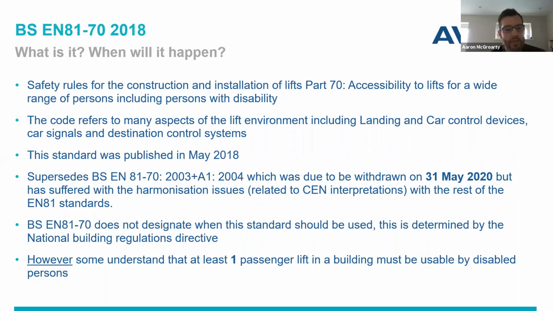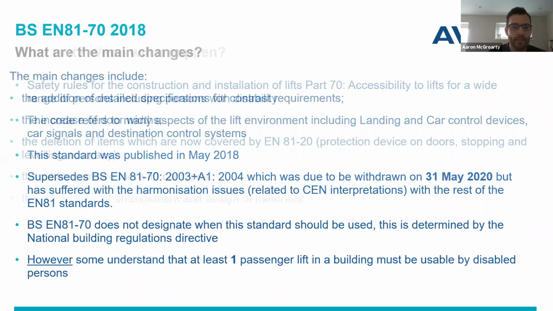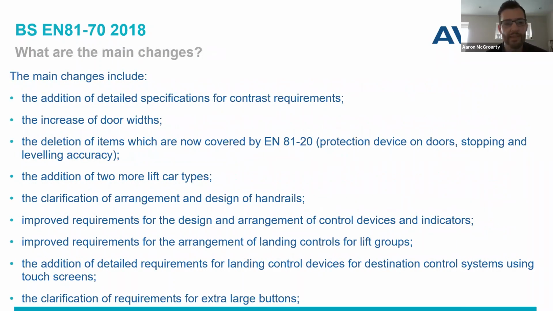Another thing that should probably be noted is that EN81-70 doesn't designate who the standard should be used by. This is determined by the National Building Regulations Directive, but it should often be used as a reference for accessibility. It's understood by many that you should have at least one passenger lift within the building, although some might see that as being discriminatory in its own right. You should enable almost every passenger to be able to access any lift, but I'll let you decide how that happens within your buildings. Okay, so what were the main changes since the last standard?